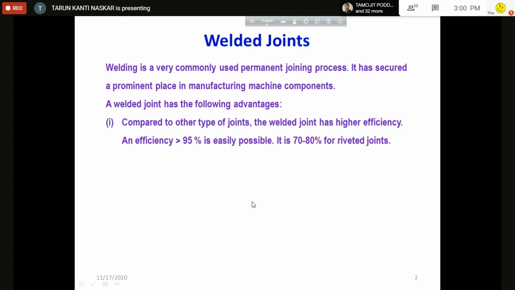Now, a welded joint has the following advantages. Its efficiency is greater than 95%, and it may sometimes be 100%, compared to 70 to 80% for a riveted joint. So compared to other types of joint, a welded joint has higher efficiency.